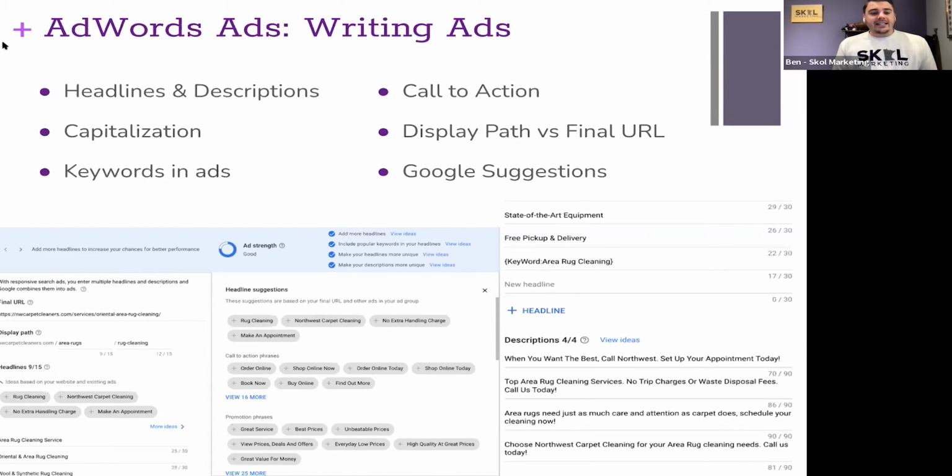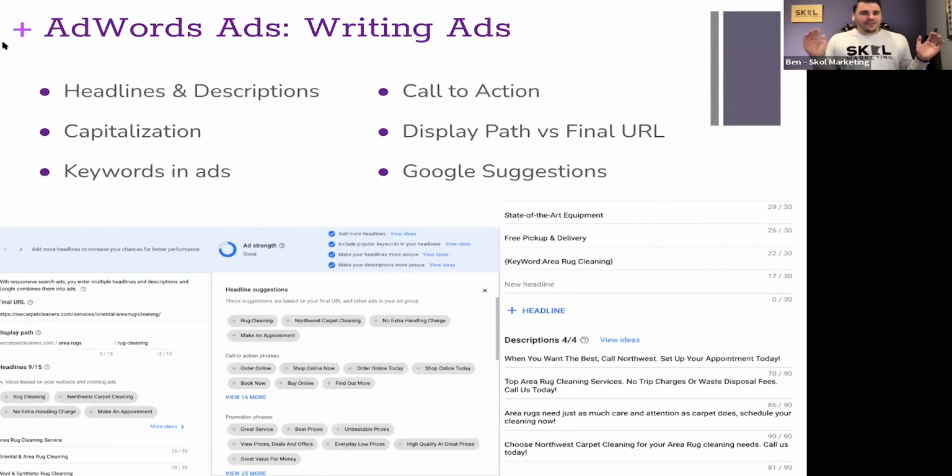For instance, if we're sending them to area rug cleaning services, I should be sending them to an area rug landing page. Try not to send them just to your home page. If you maybe just have a rugs page, it may be great to have an area rug cleaning page if there's any difference there. Again, the more specific you can be, the better. That's ultimately what you want to do for your final URL.